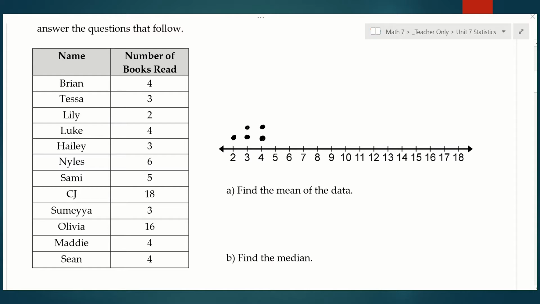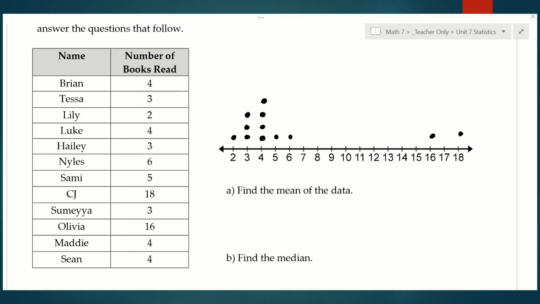Haley read 3, so we have another dot at 3. Niles read 6. Sammy read 5. 18 for CJ. 3 for Samaya. 16 for Olivia. 4 for Maddie. And 4 for Sean. Okay, so that is what a completed dot plot looks like.